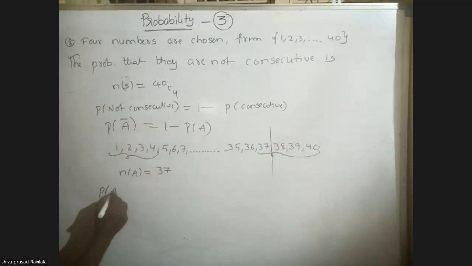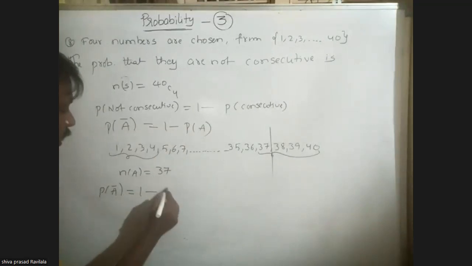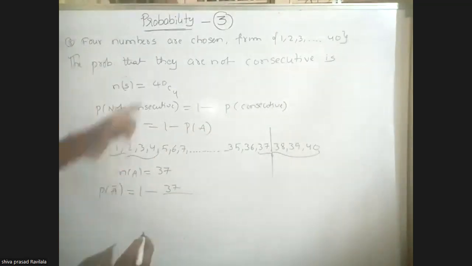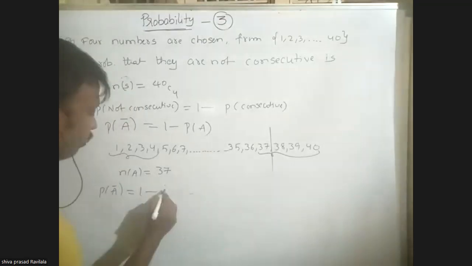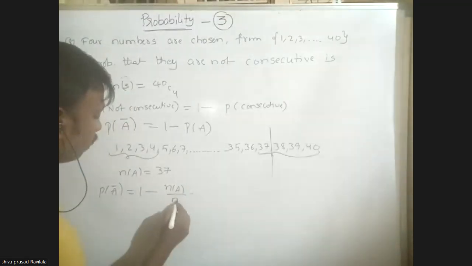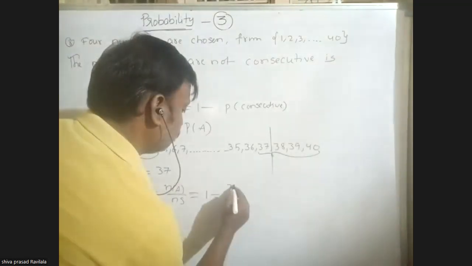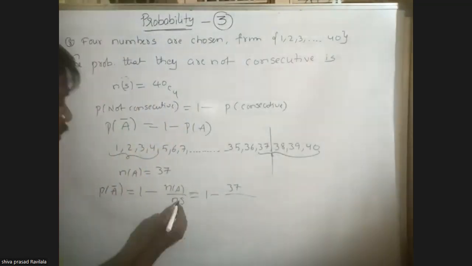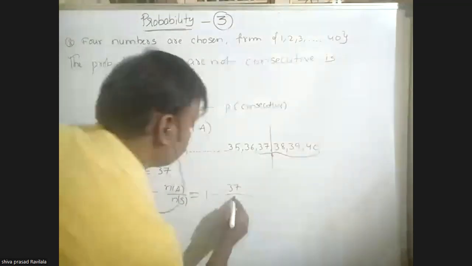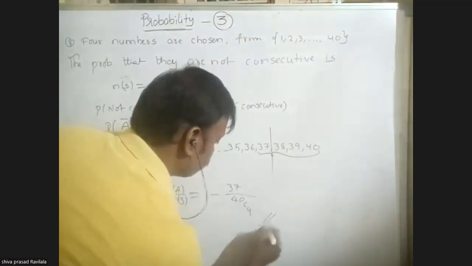Therefore the probability of A complement is equal to 1 minus 37 by the denominator, that is, 1 minus n of A, which is 37, by n of S.